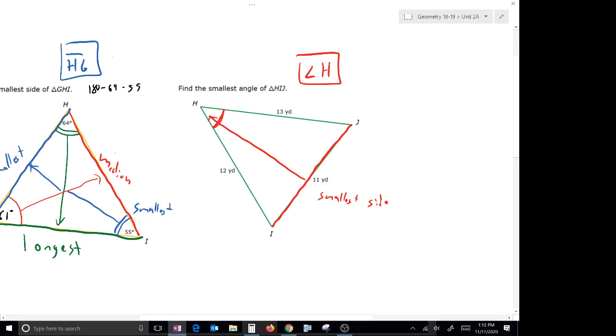Across from my longest side would be the biggest angle.